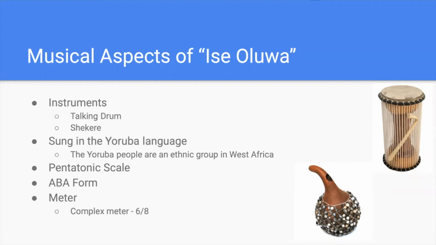This song is sung in the Yoruba language, and the Yoruba people are an ethnic group in West Africa. The scale used in this is the pentatonic scale. As I mentioned earlier, it's the 5-note scale. And the song is in ABA form, and the meter is in 6/8 form, which is a complex meter, rather than 4/4, which is a simple meter.